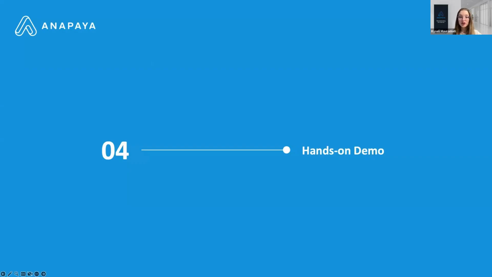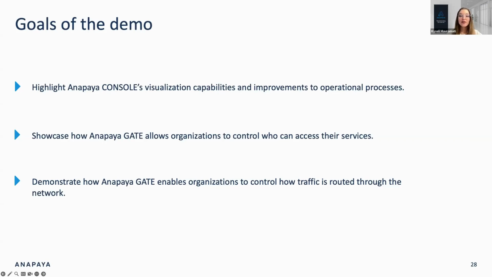Now that we had a short introduction on Anapaya GATE and Anapaya Console, I would like to move on with a hands-on demo that highlights both of them. And we have three main goals for this demo. First of all, I will highlight how Anapaya Console offers visualization capabilities and overall improvements to operational processes. I will also showcase how Anapaya GATE allows organizations to control who can access their services. And then finally, I'll demonstrate how Anapaya GATE enables organizations to control how traffic is routed in the network.